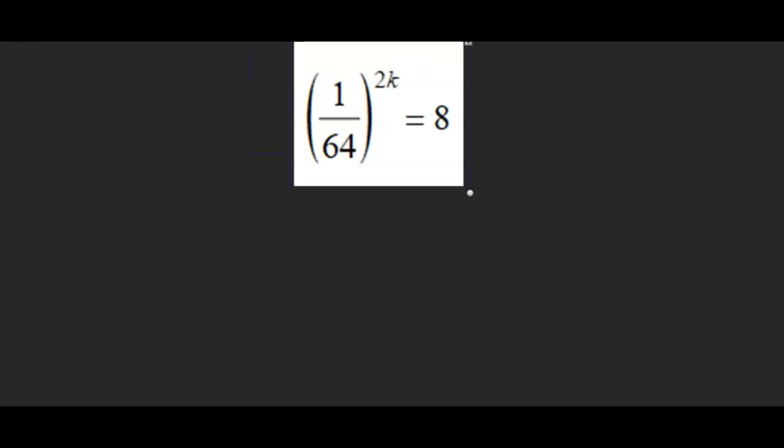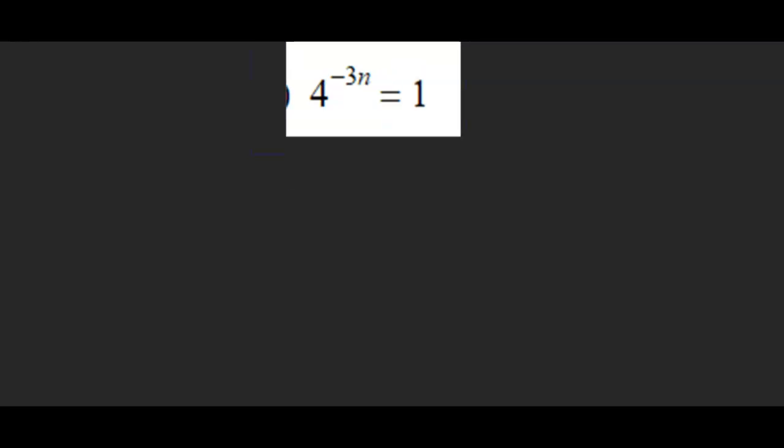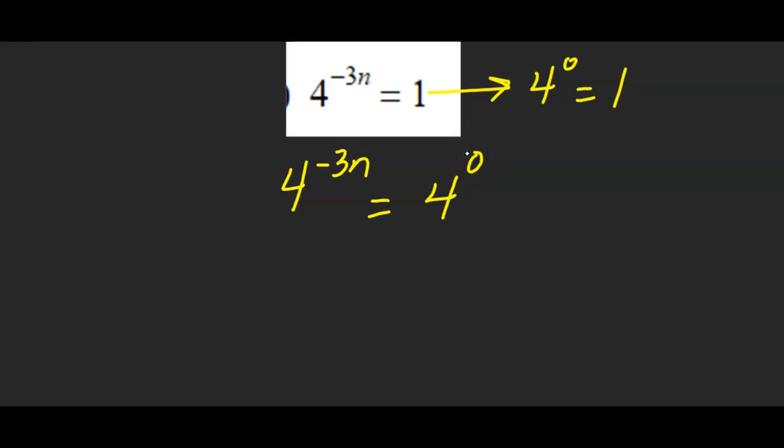Here's another example. Again, we're never going to write something in a base 1, because there's no way for us to get a 4 out of 1 to some power. So all you're going to do is keep this side, 4 to the negative 3n, equals, instead of 1, we're going to write that as 4 to the 0 power, because that equals 1. Now you're in the same situation as the last problem. Bases are the same, so the exponents are equal.